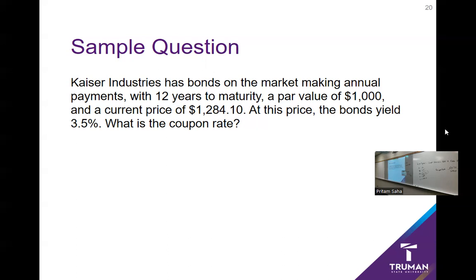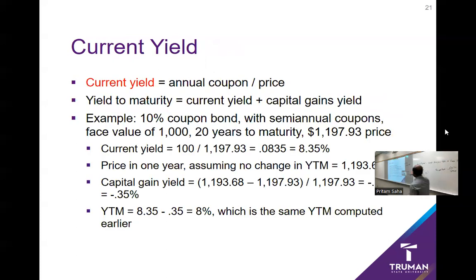Questions so far? Current yield. This is the formula: annual coupon divided by current price. Don't get confused. Even with semi-annual compounding, you have to find the total annual coupon in absolute value, divided by current price. Let's say a corporation pays a $20 semi-annual coupon. Your annual coupon is $40, right?